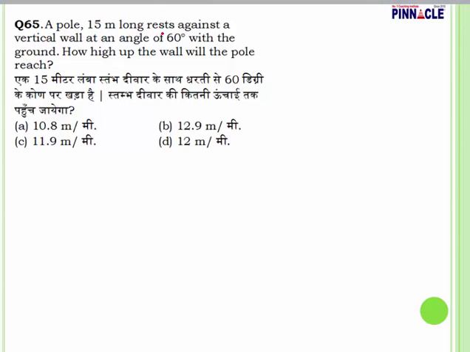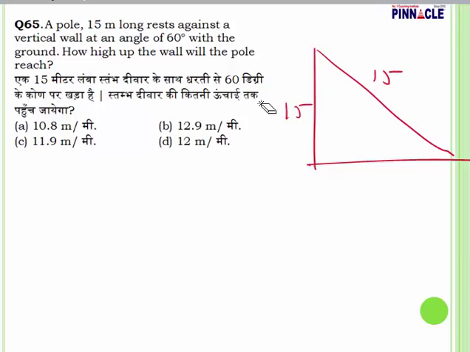Question 65. A pole 15 meter long rests against a vertical wall at an angle of 60 degree with the ground. How high up the wall will the pole reach? This is the pole, 15 meter long, and this is the vertical wall, with an angle of 60 degree. Let the height be h. We have to find the value of this.